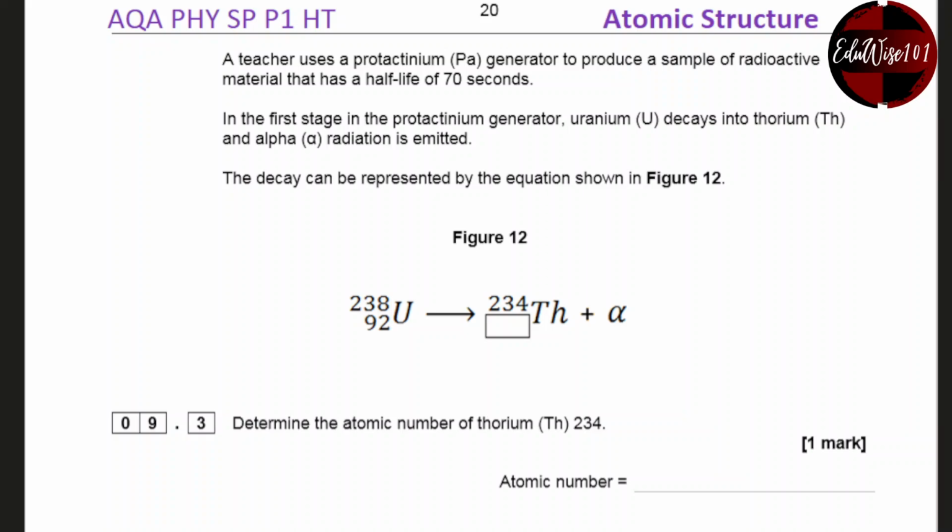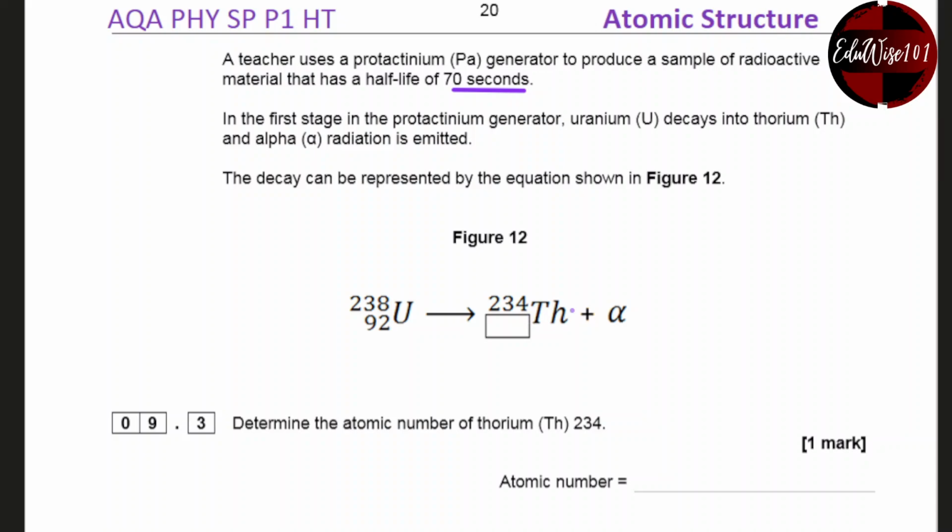A teacher uses a protactinium generator to produce a sample of radioactive material that has a half-life of 70 seconds. In the first stage of the protactinium generator, uranium decays into thorium and alpha radiation is emitted. The decay can be represented by the equation shown in figure 12. That's uranium-238, the mass number on the top, and the proton number, which is 92. And we need to fill in what's in the box.